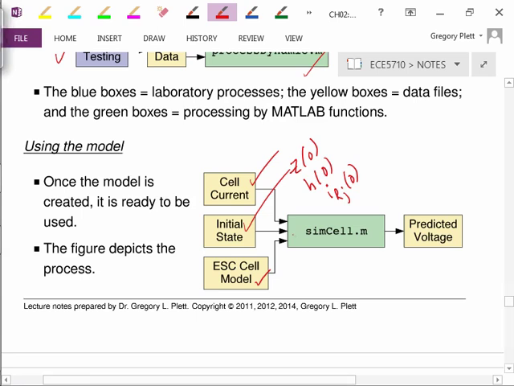That goes into something called simcell.m, which is the simulator, and it produces some predicted cell voltages, and actually the internal states. It produces all of these as a function of time as well, if you'd like to examine how does SOC change, how does hysteresis change.